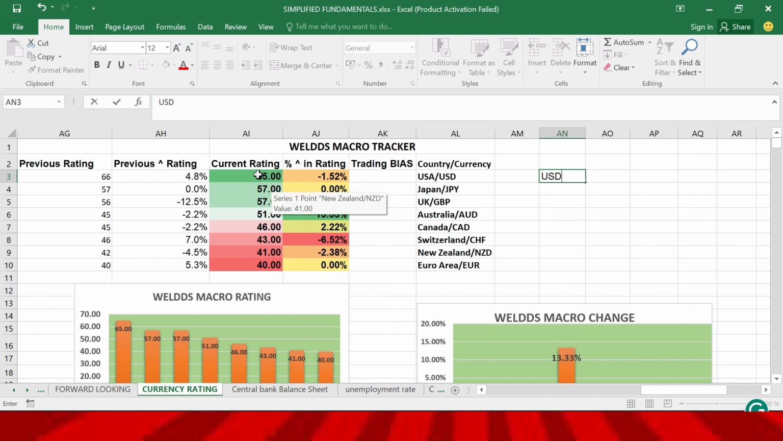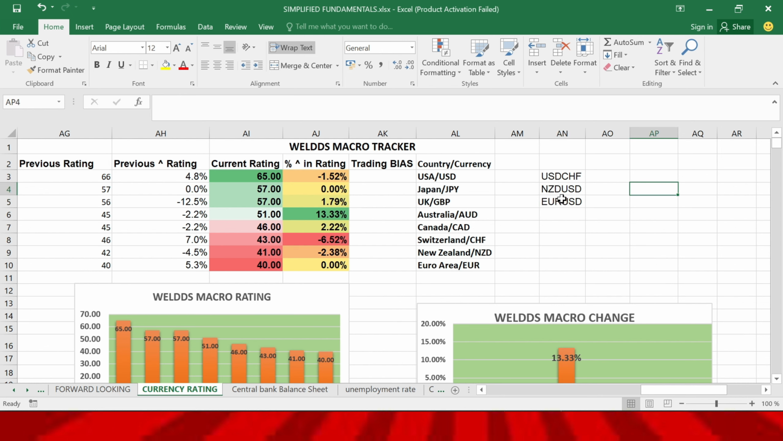So we take USD against Switzerland, USD against New Zealand, and USD against Euro. So USD, CHF. Because the US dollar is strong and CHF is weak, we will be looking for a buy on this currency pair. The second currency pair we are looking at is USD against the New Zealand dollar. So NZD, US dollar. This is the second currency pair in our watch list. The third one is USD against Euro. So you see Euro. With that, I am through with the US dollar.